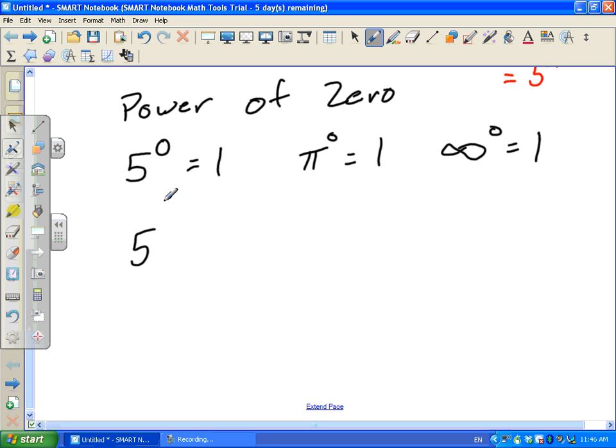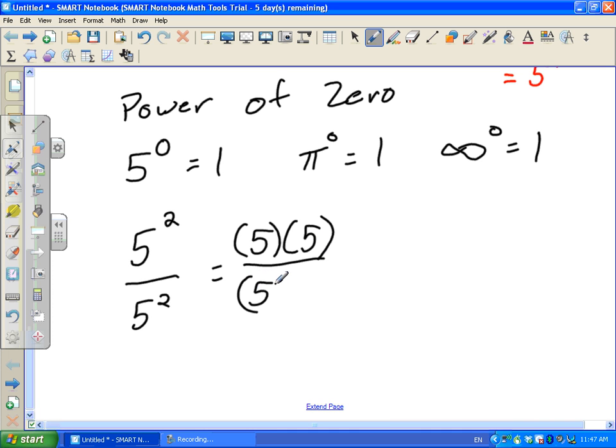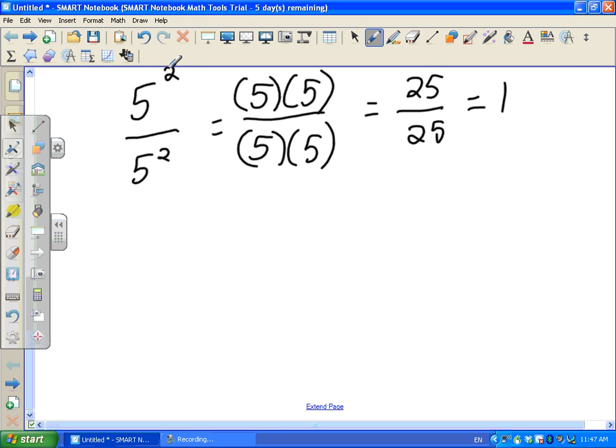So let's say I have 5 to the power of 2 over 5 to the power of 2. Now technically, that says 5 times 5 divided by 5 times 5. What does that equal? Well, what's 5 times 5? 25. Divided by 25. And what does that equal? 1. Right. That's our proof.